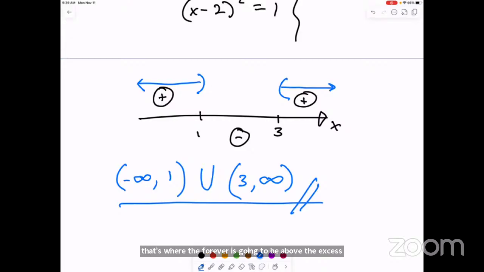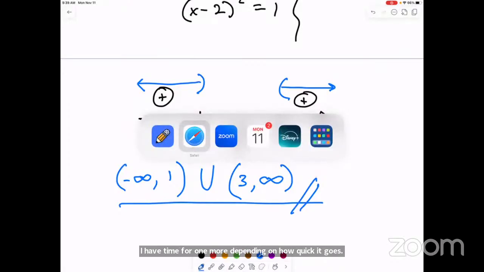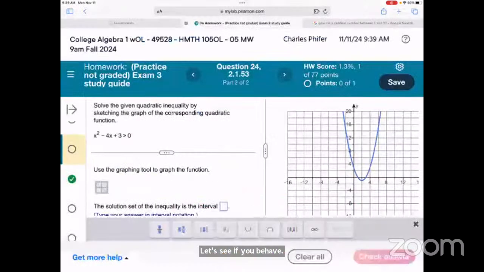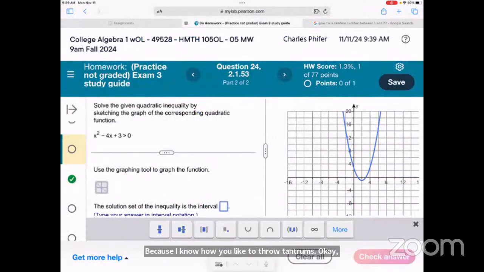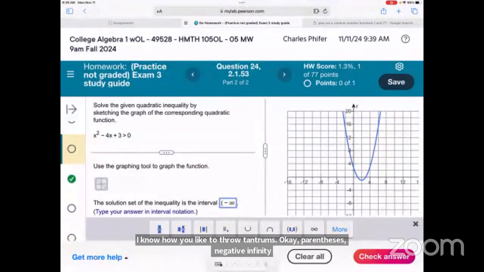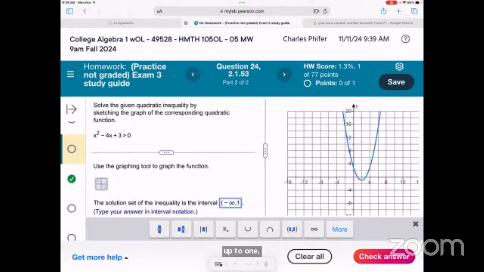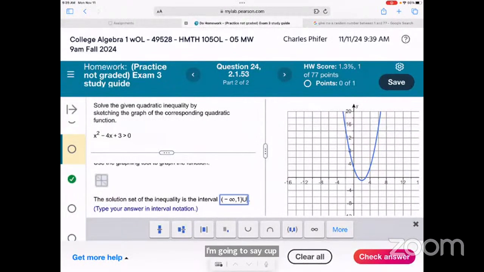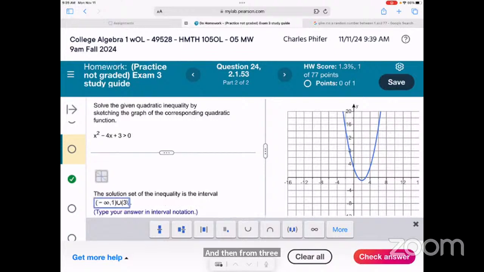I have time for one more, depending on how quick it goes. Let me see. Come on. Let's see if you behave, because I know how you like to throw tantrums. Okay, parentheses, negative infinity up to 1. I'm going to say cup. And then from 3 to infinity.